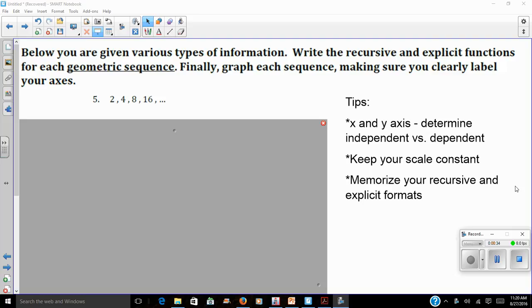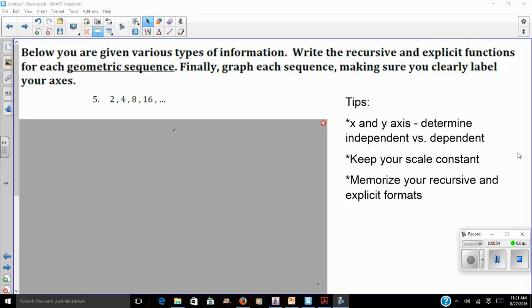Let's read the directions first. Below, you are given various types of information. Write the recursive and explicit functions for each geometric sequence. Finally, graph each sequence and make sure you clearly label your axes. And let's start there with the axes. We have to be very careful.